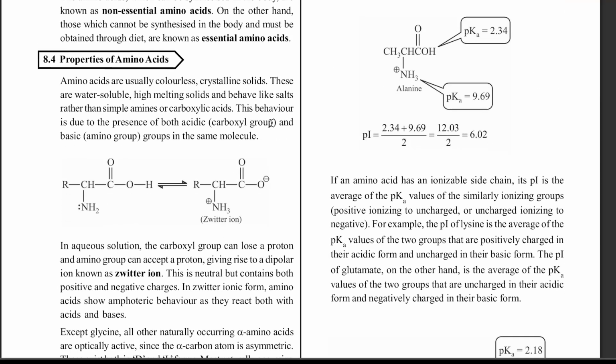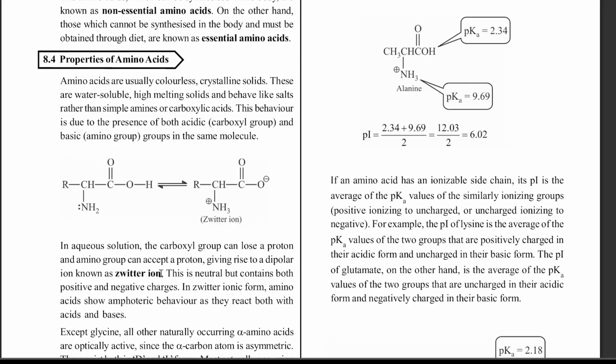Now, properties of amino acids are as follows. They are colorless, generally crystalline solids. They are water soluble with high melting point and behave like salts rather than simple amines or carboxylic acids. This behavior is due to the presence of both acidic and basic components in the molecule. In aqueous solution, the carboxylic group can lose a proton and the amino group can accept a proton, giving rise to a dipolar ion which is known as a Zwitter ion.